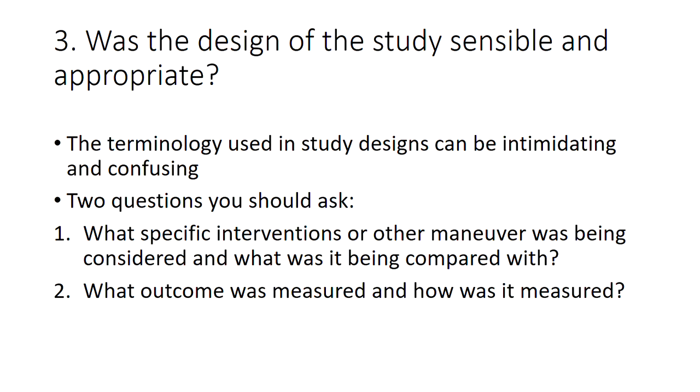So the terminology used in study designs can be intimidating and confusing. So in order to kind of pare it down, two questions you should ask is, what specific interventions or other maneuvering was being considered, and what was it being compared with? So what's the independent variable and what are the controls? And then what outcome was measured and how was it measured? So what's the dependent variable and how are they measuring those outcomes?